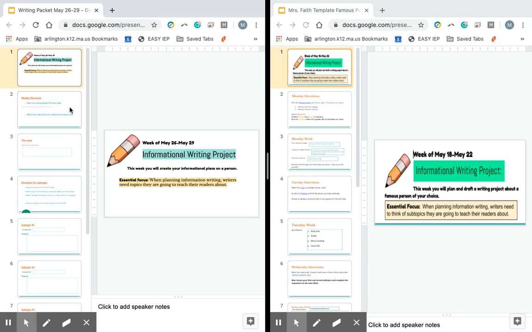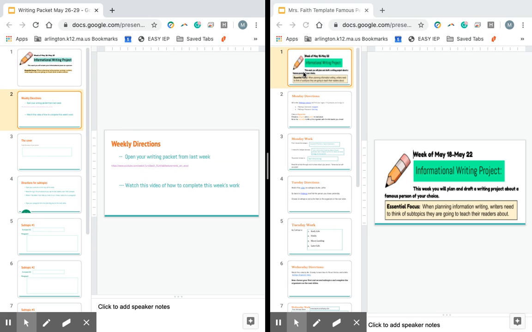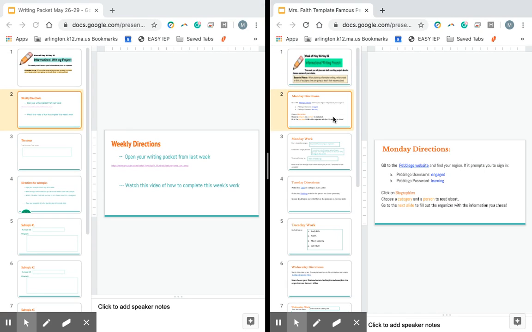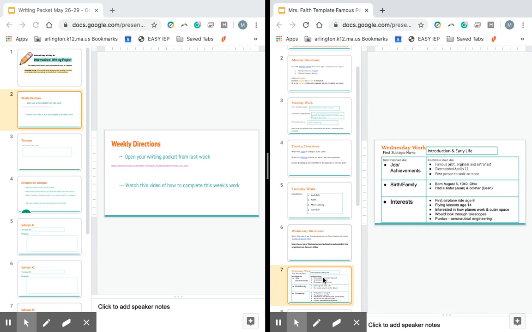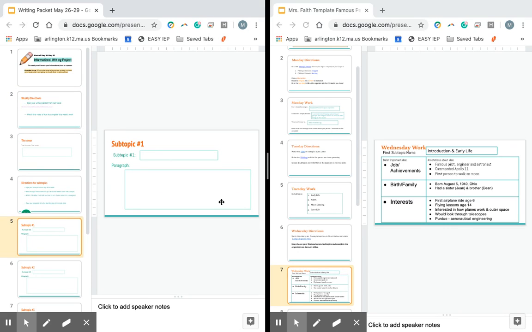Now you can see both documents easily. If I wanted to go back to last week, I might go to my first page of annotations from Wednesday. And then over here, I would go to my subtopic 1 for this week's writing. I'm just going to turn my annotations into sentences. So subtopic 1, you should have already done this last week. I wrote about Neil Armstrong. So my first subtopic name was his introduction in early life. So I'm just going to retype that over here.